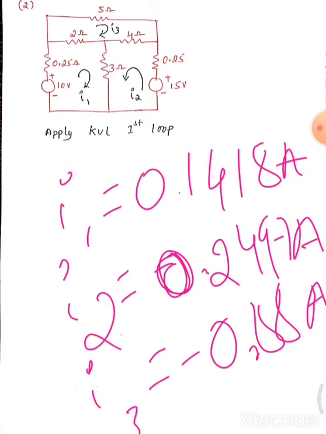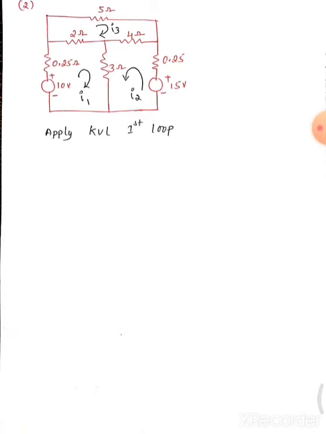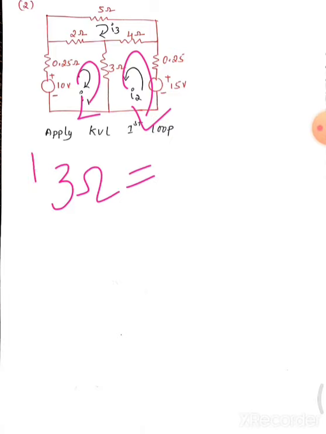Okay, so suppose we change the direction like this. The first one is okay with respect to this, the second one also I'll take like this. So then what are the main changes going to happen? The current flowing through this 3 ohm is going to change.